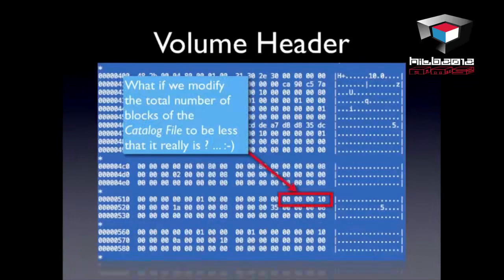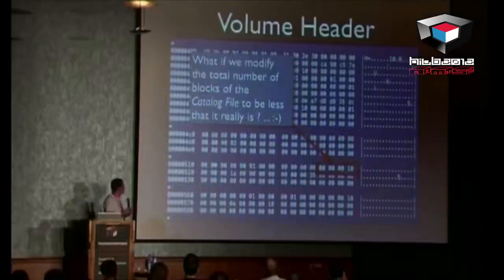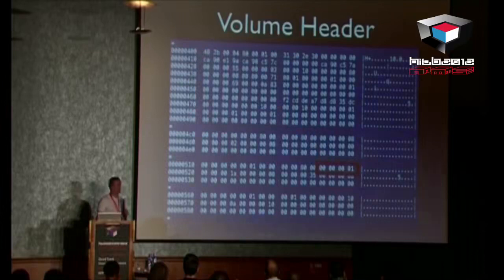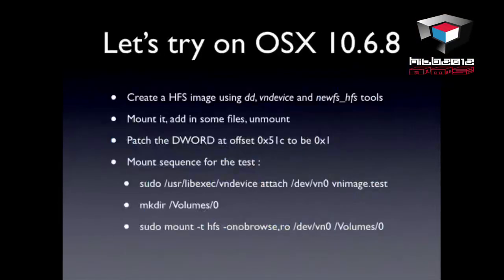Then here is the idea. What if we modify the total number of blocks of the catalog file to be less than it really is? Like this. Let's see. We're going to try this on OS X 10.6.8.